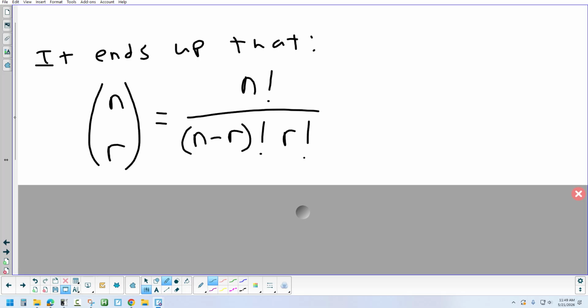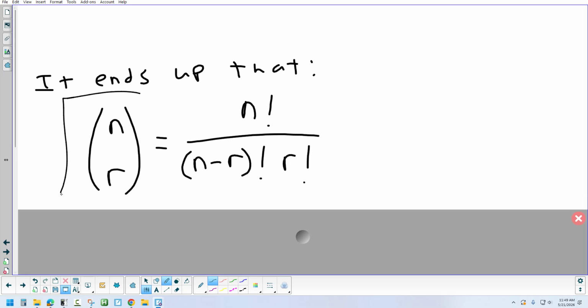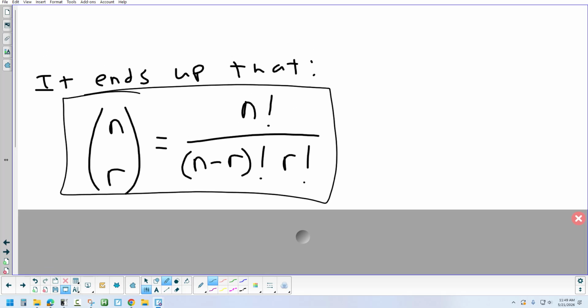So that is the formula. It's n factorial over n minus r factorial times r factorial. And if you take statistics next year, you'll definitely see that formula. And you'll see it when you talk about combinations.